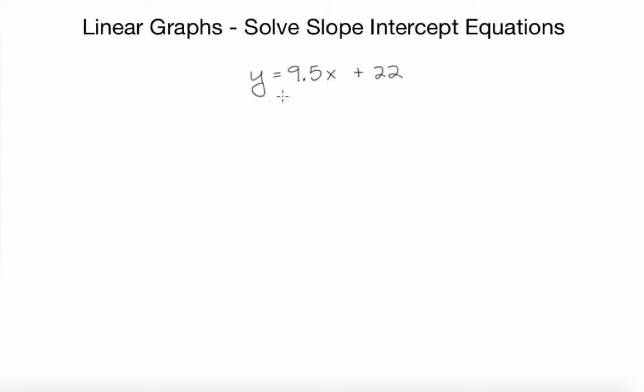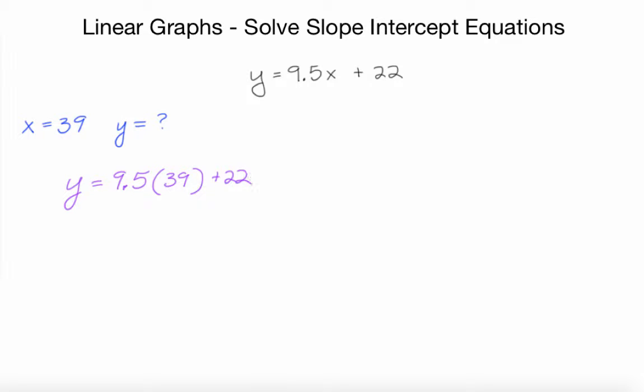So let's talk about what I'm getting into here. What if I wanted to find, in that equation, if x equals 39, can I figure out what y has to be? Well, I can do that because it says y is equal to whatever 9.5 times x is plus 22. So let's take that 39, put it in for x and calculate y. So I got y equals 9.5 times 39 plus 22.